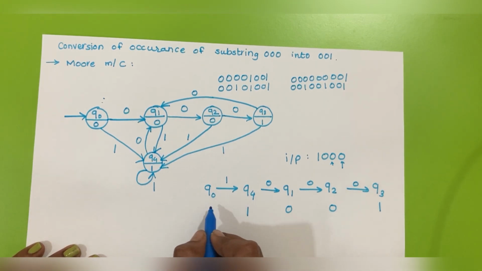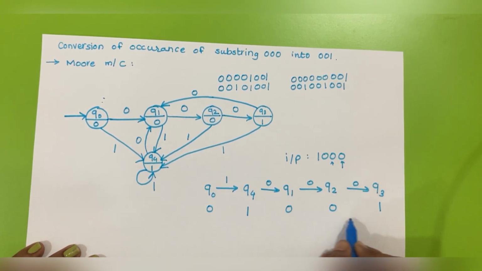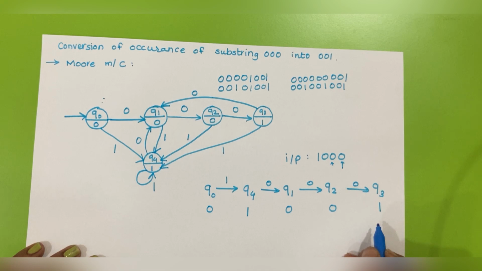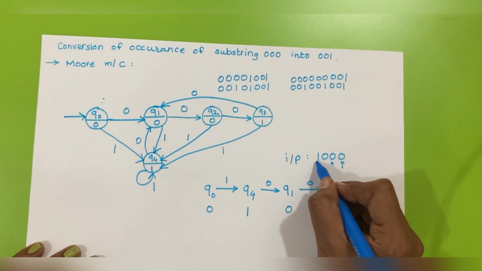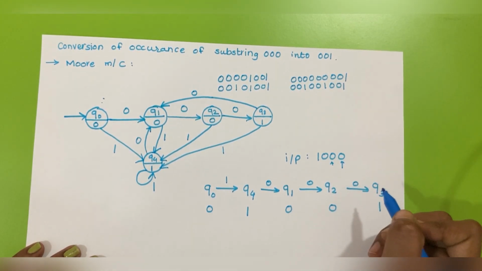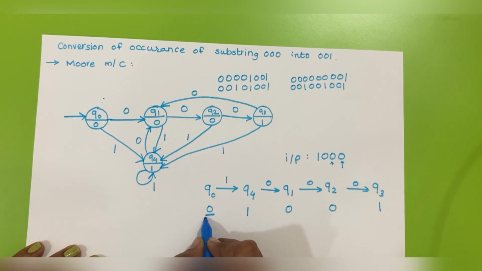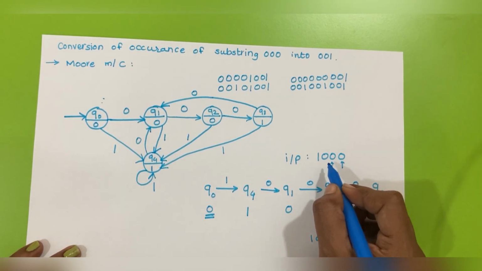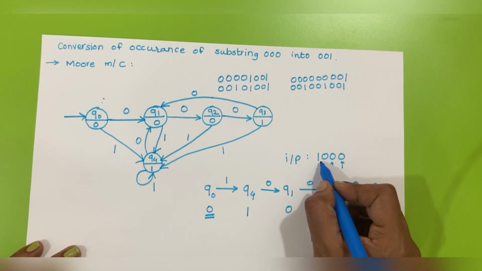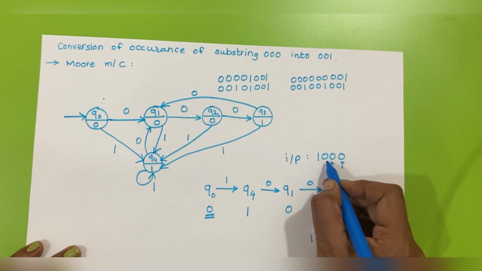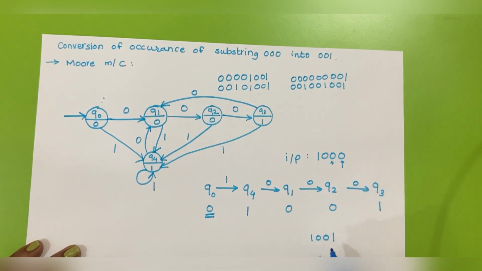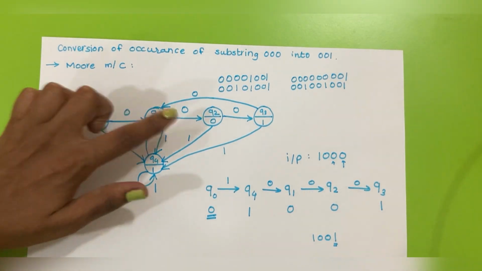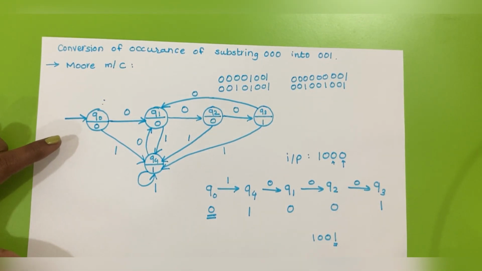Okay, so if I put 0, then the total string will be of length 5, and the given string is of length 4. If we neglect this first 0, then the output string will be 1001. So here our requirement is fulfilled: if we have the substring 000, then the last 0 will be converted into 1. This means our Moore machine diagram is correct.